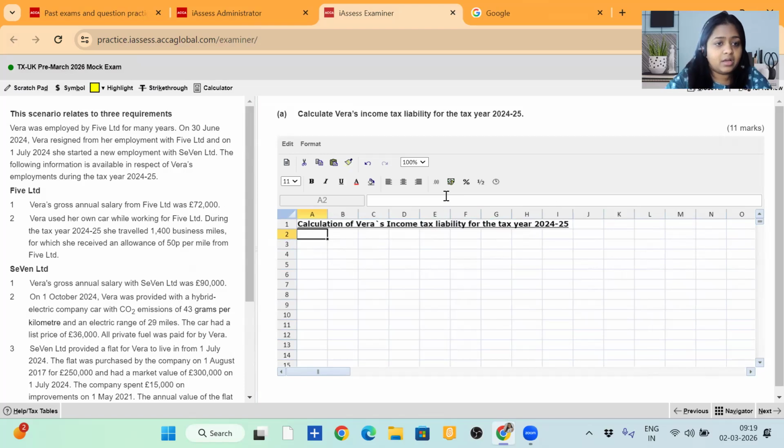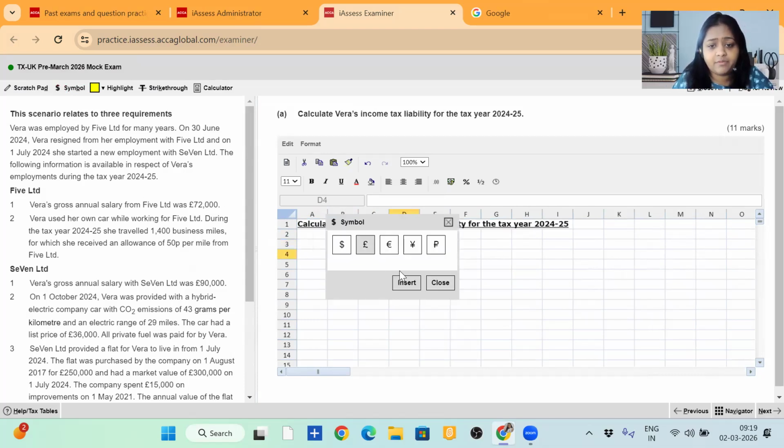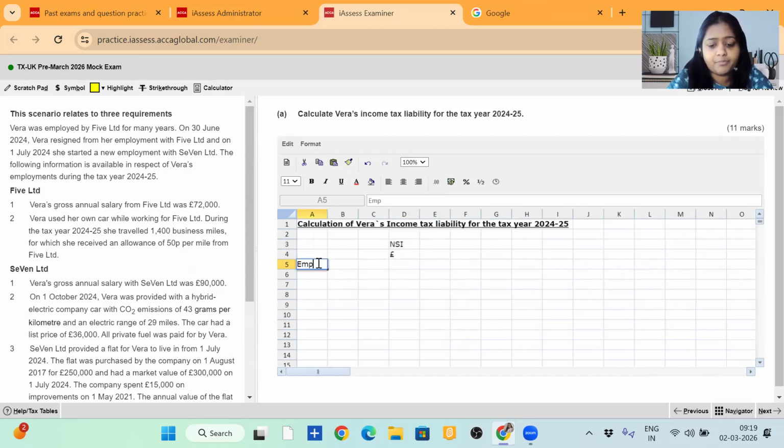Okay, now we have employment income, so definitely I have NSI here. I will insert the pound sign, and whatever other further incomes that we have, I'll keep inserting them. Okay, now here I have employment income.